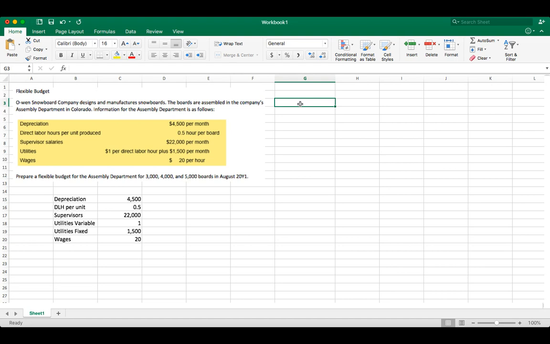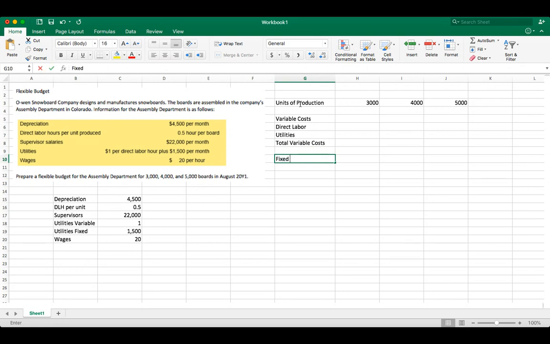First thing we're going to do is put the units of production up here. We're going to be creating this for 3,000, 4,000, and 5,000 units. Okay. Now we're going to put variable costs. So our variable costs include direct labor and then the variable portion of utilities. We will total that up.